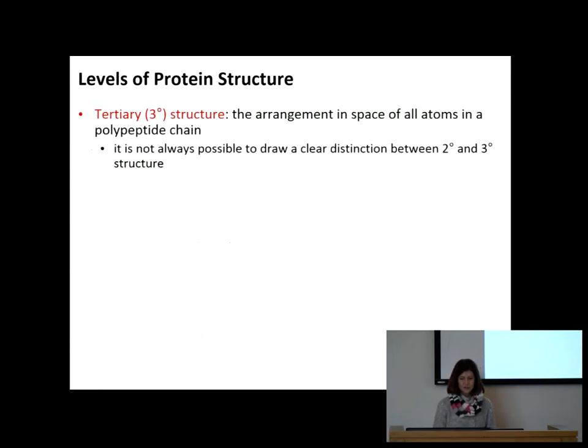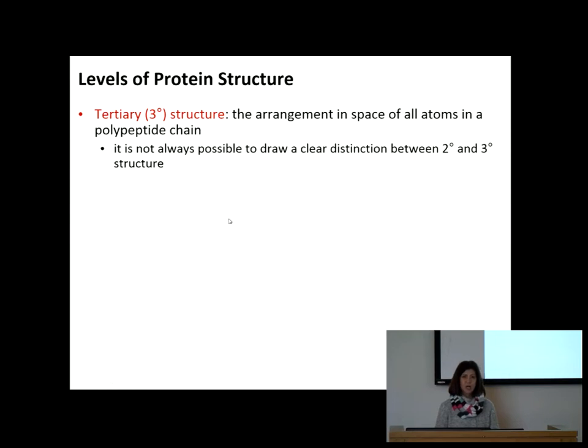Tertiary structure. This is where all the beauty comes in. This is our whole story. It's the arrangement in space of all atoms in our chain. Again, it's not always clear where secondary ends and tertiary begins, but I'm going to make it clear for this class.